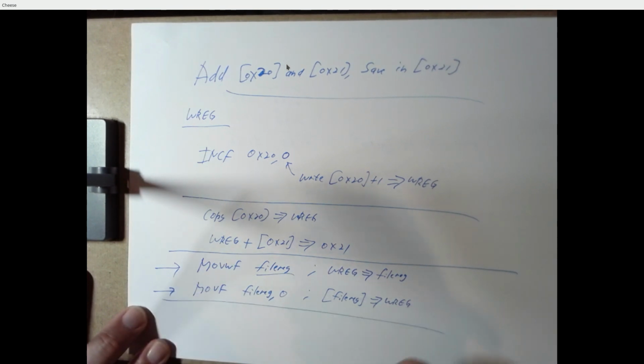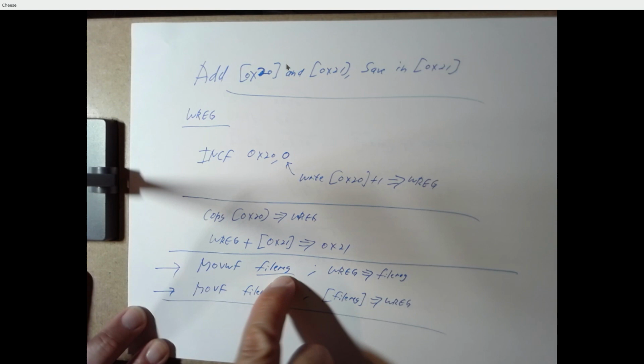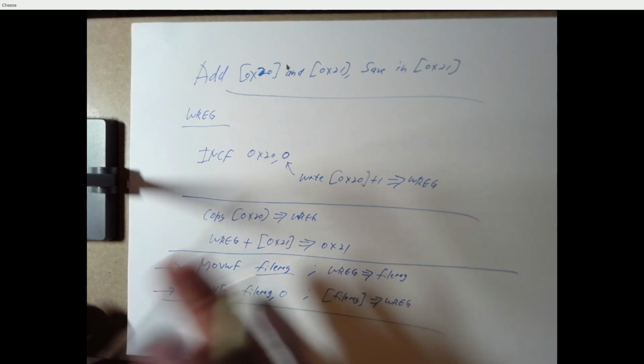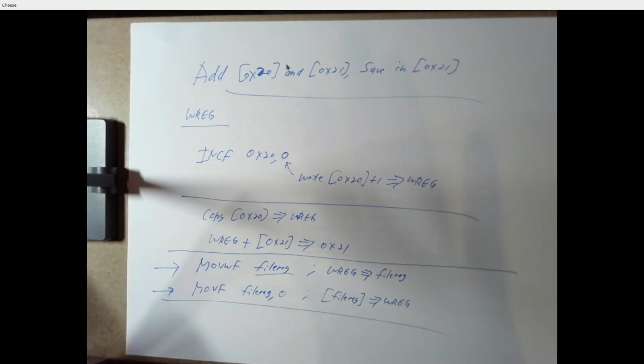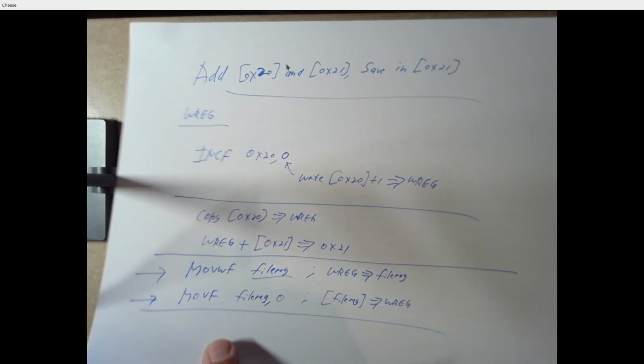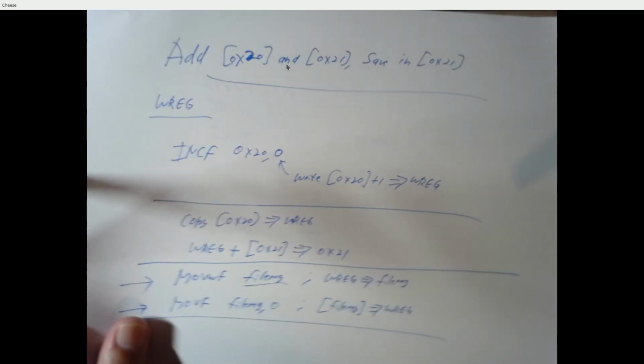And they have a very different structure. This is move WF followed by, say, 0x20. This is move F 0x20, comma 0. Totally different structure to these 2 instructions. That's okay. Details are going to be critical in what we're doing in assembly language. Alright, so here's how we can move things back and forth between file registers and the W register.